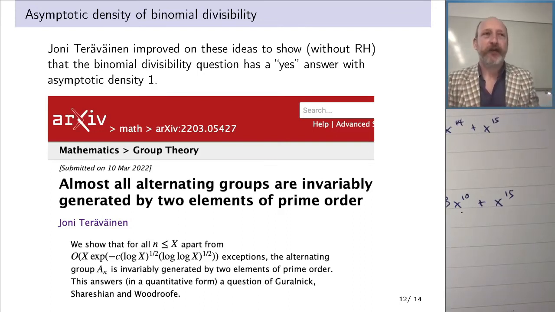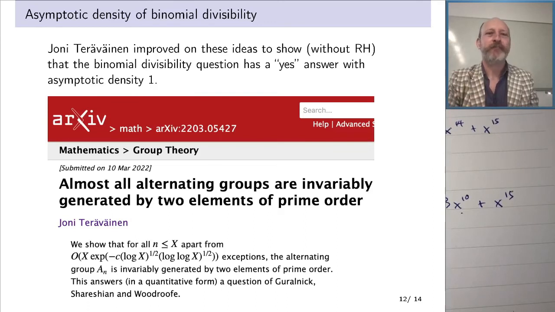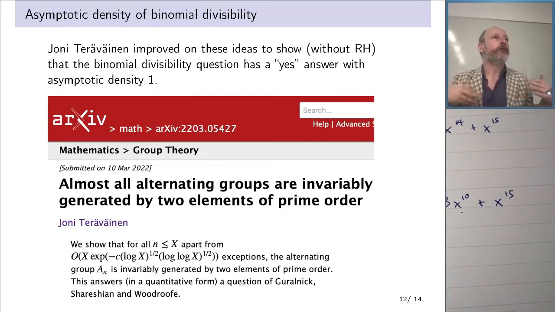Joni Terveinen, if anyone knows how to pronounce Finnish names better than I, please tell me. He took this and ran it a bit further. If I understand right, he's not just using this lemma, but using that plus some related ideas. He shows that this binomial divisibility question has a yes answer with asymptotic density 1. He does this in a very strong form. You can see that the title here is something about alternating groups. There's some strengthening there. He also, you can see from the abstract, has an explicit upper bound on how many exceptions there could be to this.